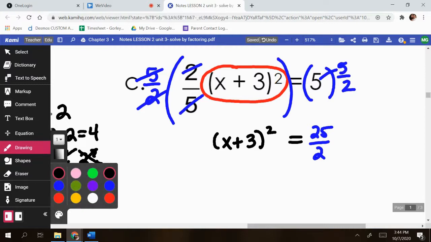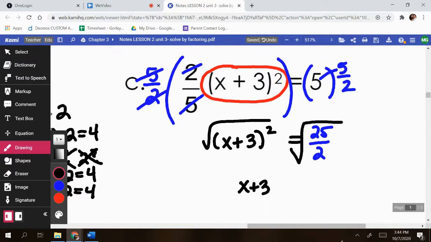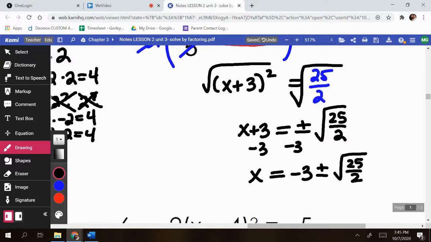Let's go ahead and go from there. Now that we've got the squared expression isolated, I can take the square root on both sides. So I get x plus 3 equals plus or minus the square root of 25 over 2. All right, and then I'll go ahead and finish getting x by itself by subtracting 3 from both sides. So I'll have x equals negative 3 plus or minus the square root of 25 over 2.